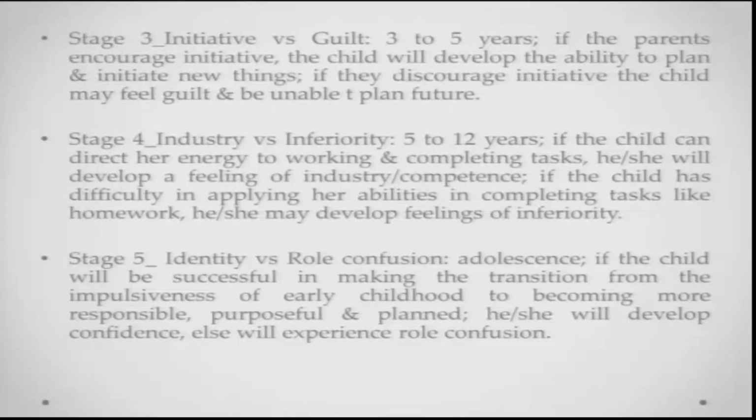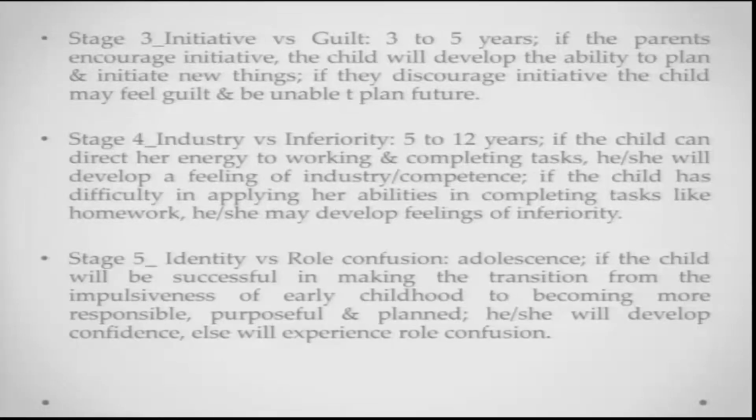Because if the child starts having difficulty in applying her abilities in completing tasks, things like homework, making something, projects, he or she will start developing feelings of inferiority. So here is the stage where the parent needs to help and compliment the child in whatever efforts he is taking, whatever mini goals the child is setting, and that's what will help the child pass through this stage in a good way. Stage 5 is identity versus role confusion, adolescence time.